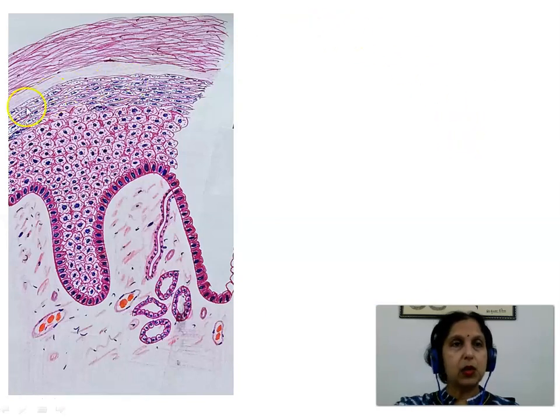What we see here is the stratum granulosum, 4 to 5 cell layers thick, with presence of flattened cells which are the keratinocytes, showing the keratohyalin granules that give the intense basophilic appearance.